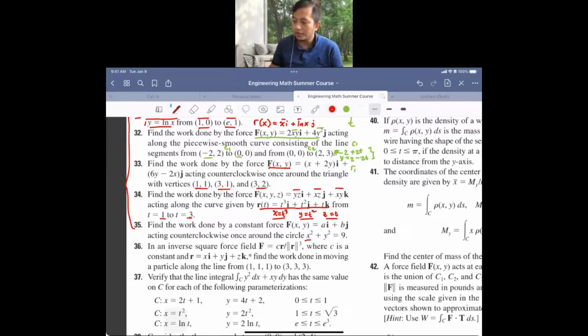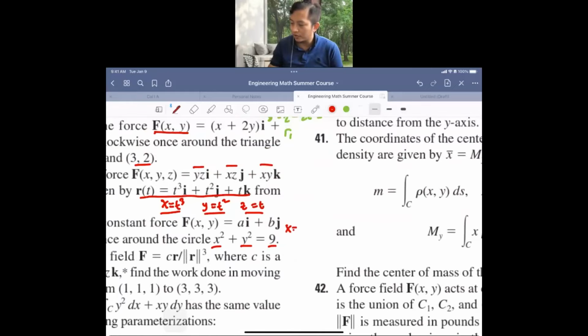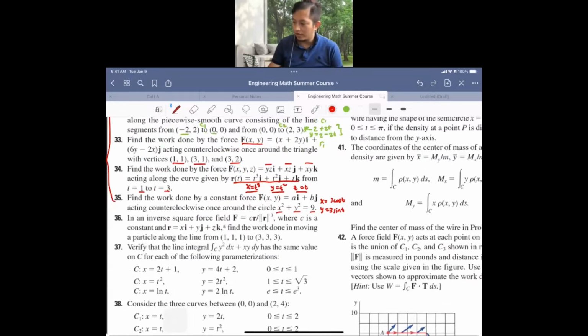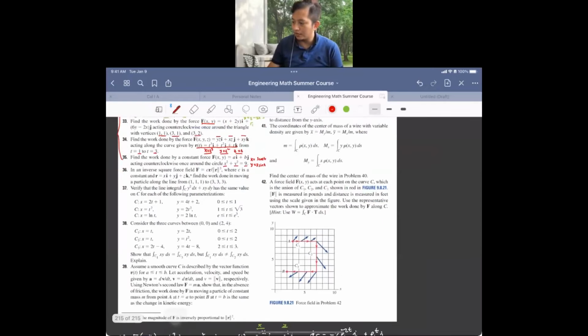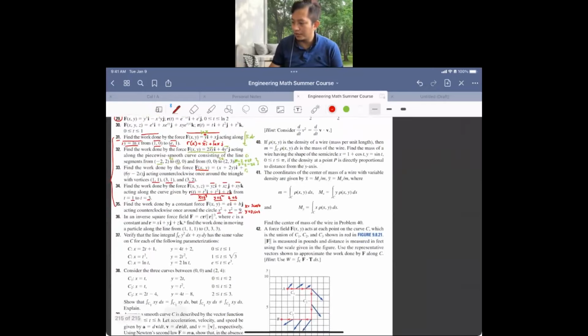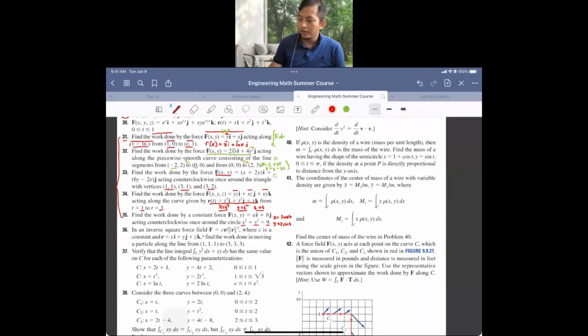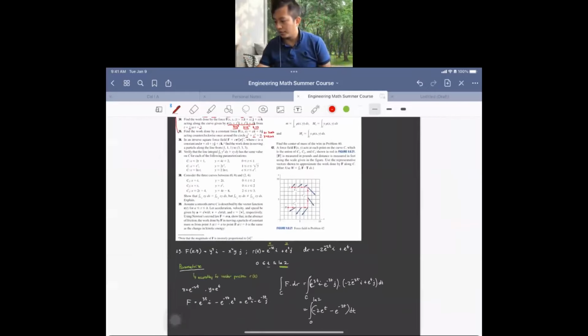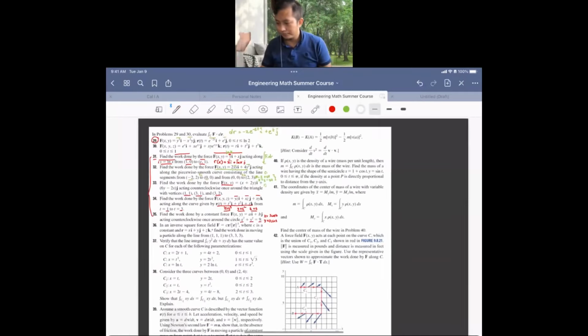Number 35, the circle. Remember, a circle you can parameterize easily since it's 9, so x will be 3 cos t and y will be 3 sin t, right? The other part is not necessarily important. I think that's it for 9.8.